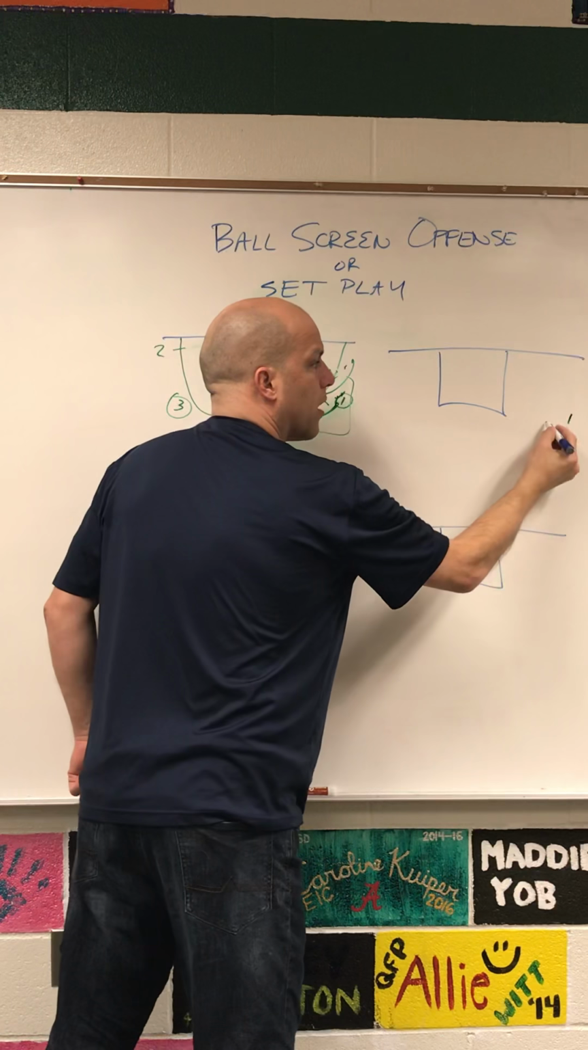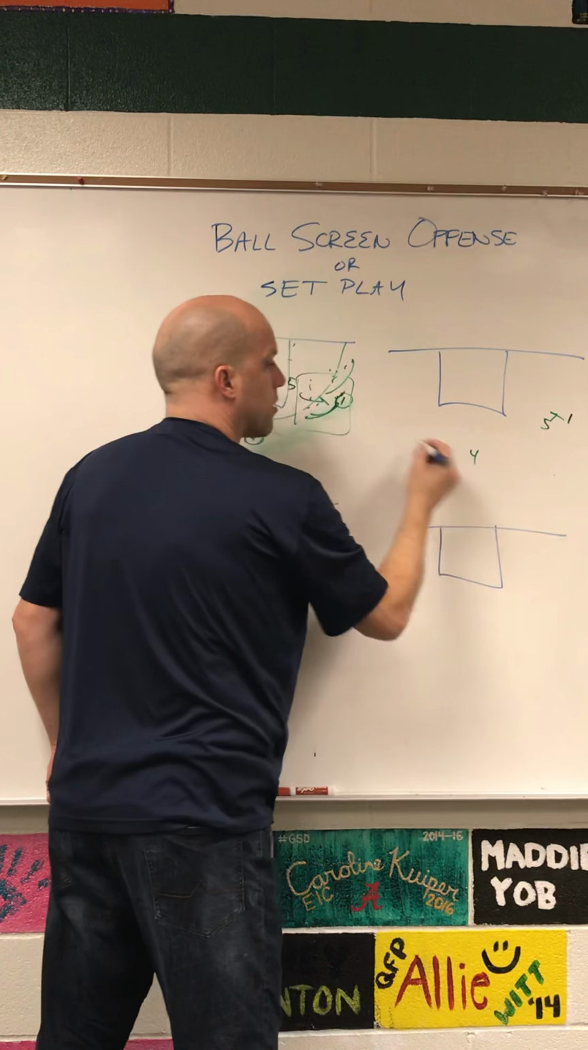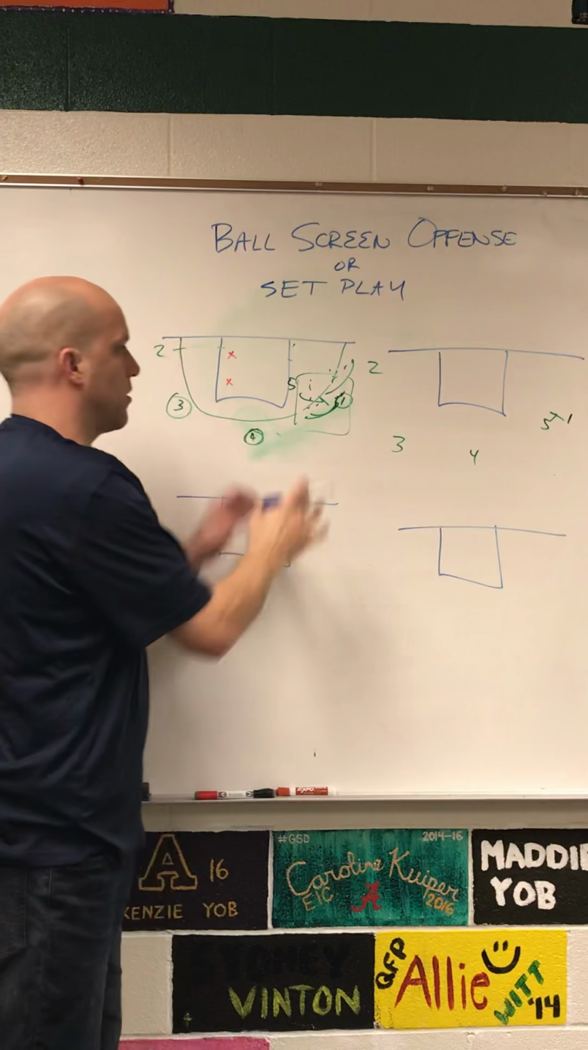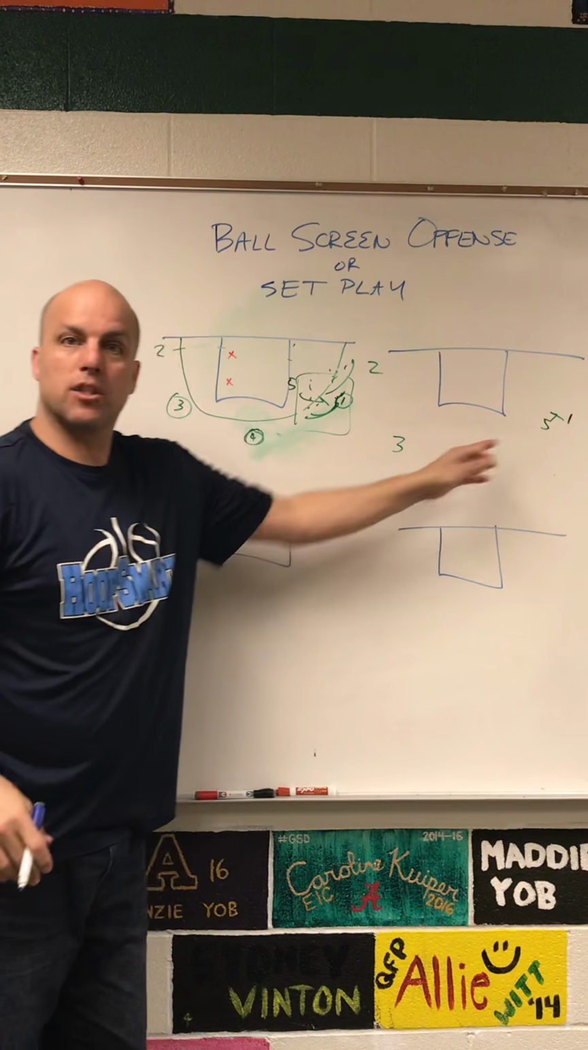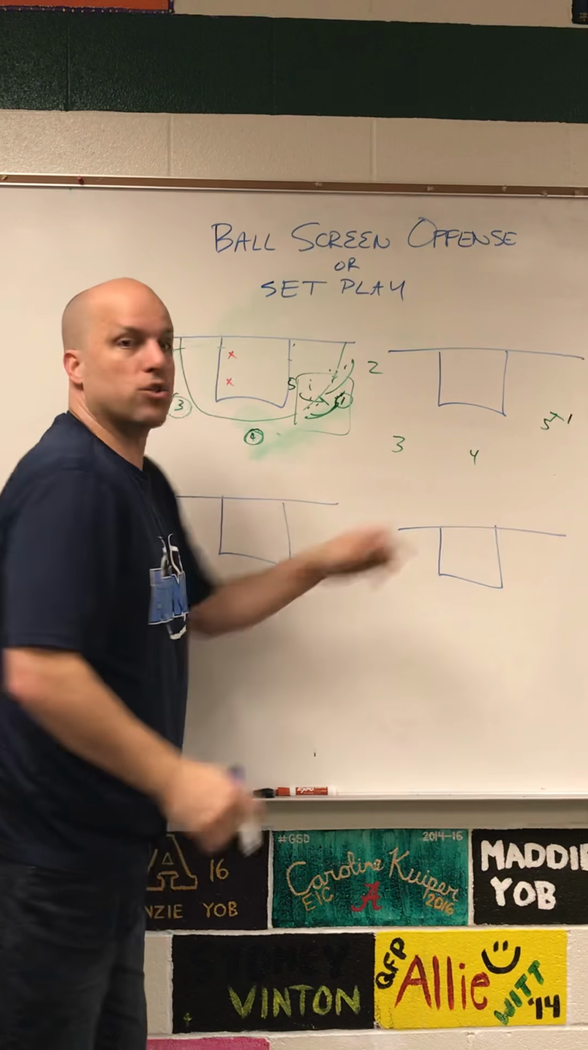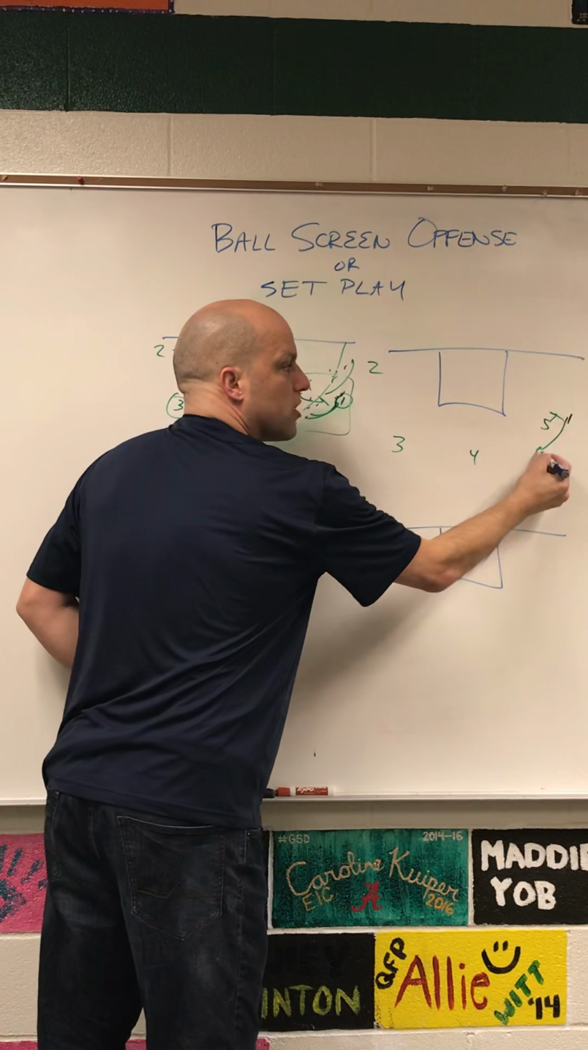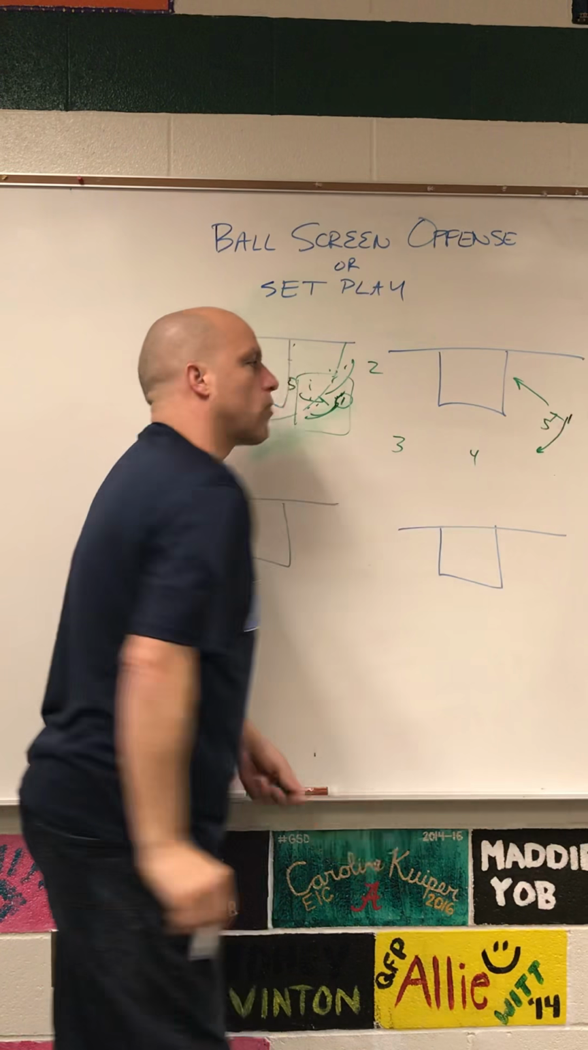So we've got the 1, the 5 is screening, the 4 is popping, and we've got the 3 and the 2 over here. We're looking a little bit messy here. We'll move over. So let's just say that we want to get the ball the other side and that the 1 man is going to use this screen. So he uses the screen, and let's say the 5 rolls.